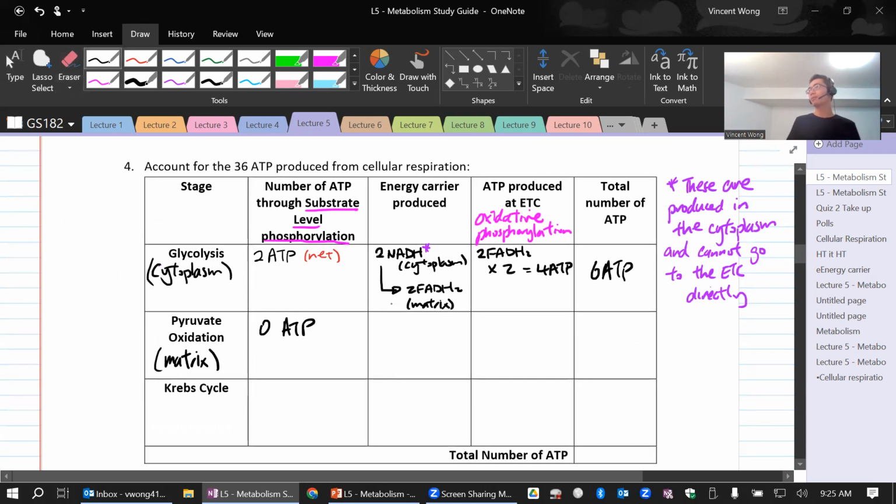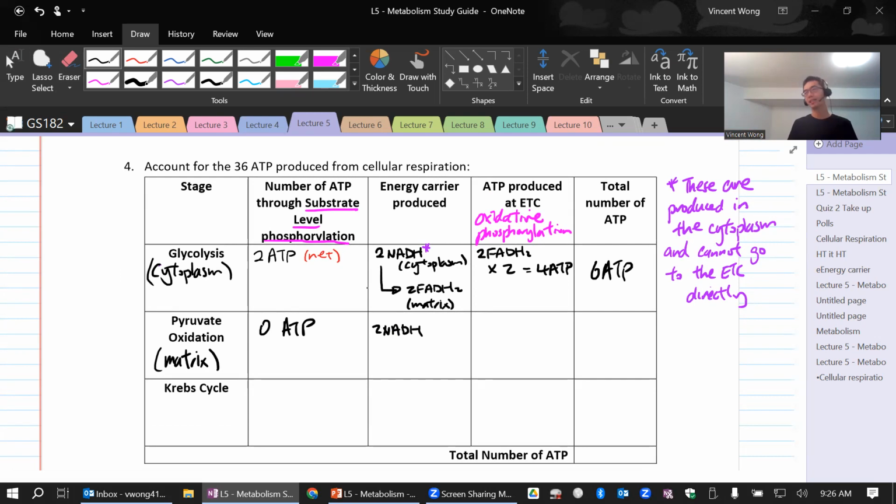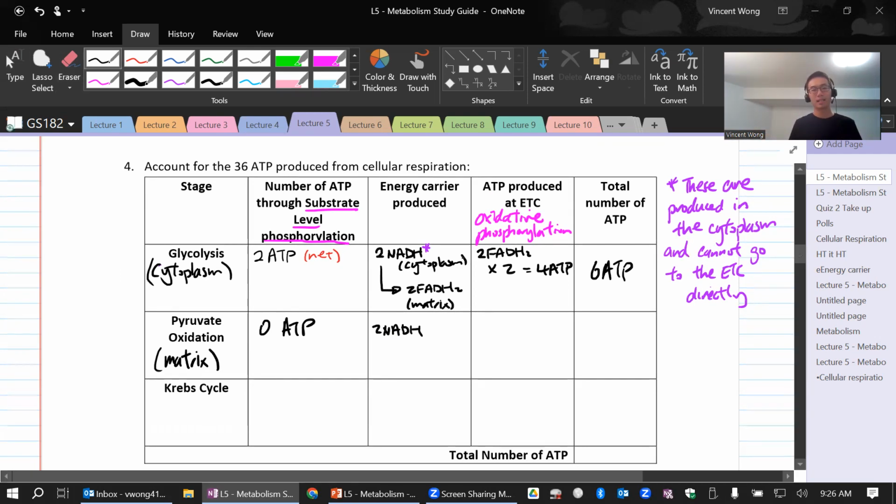How about energy carriers? Say 2 NADH, that's correct. Now, do these need special treatment? Nope, they are already in the matrix, right? They don't have to smuggle the electron through the 2 layers of barrier. They just go right to the ETC. So we're just going to take 2 NADH, and what do we multiply by this time?